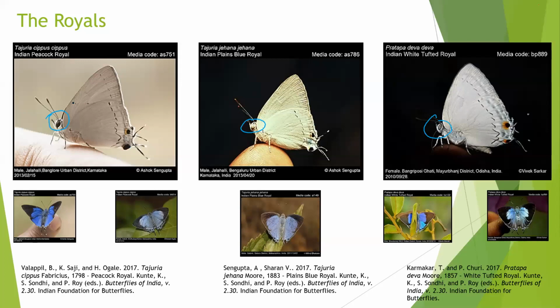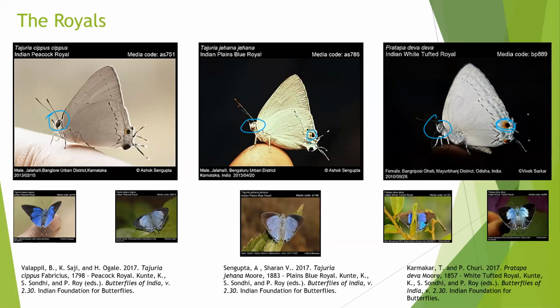These are common royals: the peacock royal, the plains blue royal, and the tufted white royal, with eye colors of black, gray, and brown. Of course, the tornal spot of the white royal is very prominent, with a crown. The crown is very prominent, deep, and goes up very near to the postdiscal band. But in the case of the plains blue royal, this crown is very small. That's how we distinguish a plains blue royal from a tufted white royal.